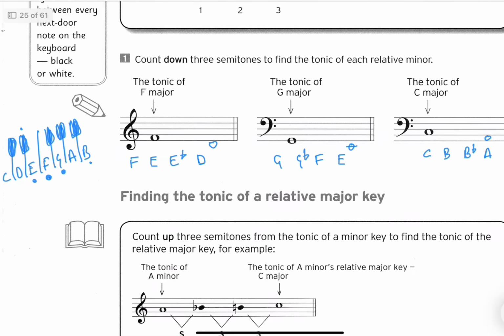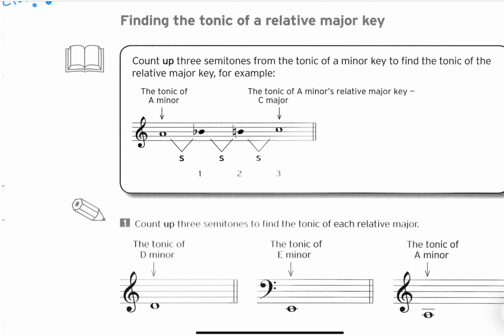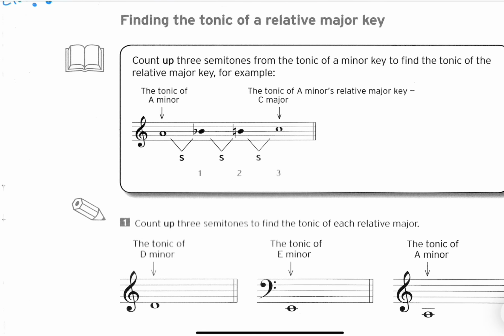3 semitones back. So finding the tonic of a relative major key. Count up 3 semitones from the tonic of a minor key to find the tonic of the relative major key. For example, if we're at A minor, the tonic of A minor's relative will be C major. So we have gone 3 semitones up. This is A, this is B flat, this is B, and this is C.